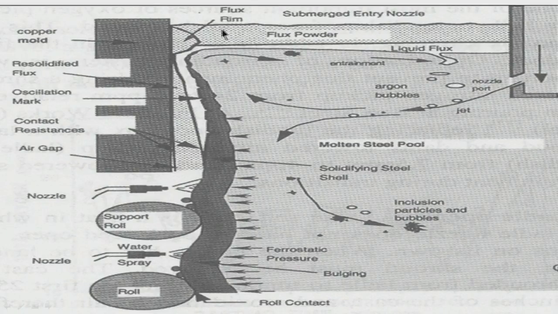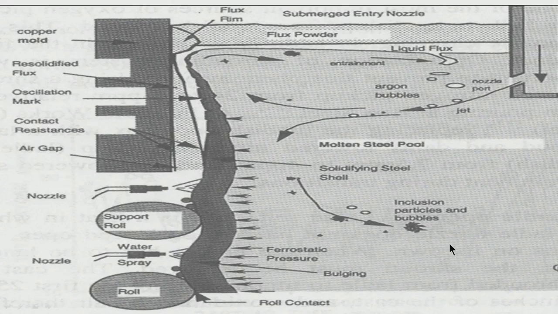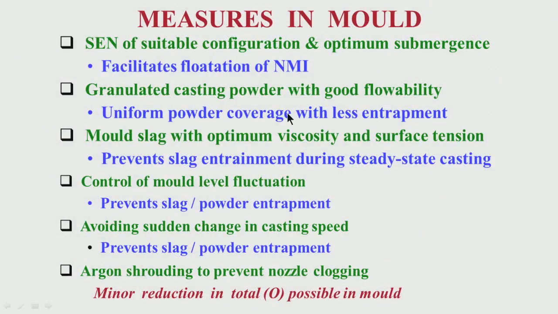If the powder coverage is not uniform on the top of the liquid slag, somewhere it is less, somewhere it is more, then the heat transfer gets different. From one point to another there is a difference in heat transfer, which is not desirable. So, the powder characteristic is important. Granulated casting powder with good flowability is very important, to get uniform powder coverage with less entrapment. We do not want entrapment. This is the desirable requirement.